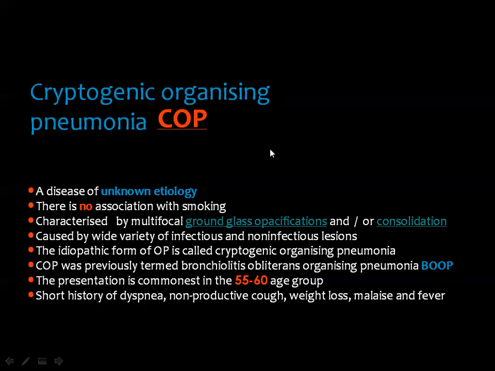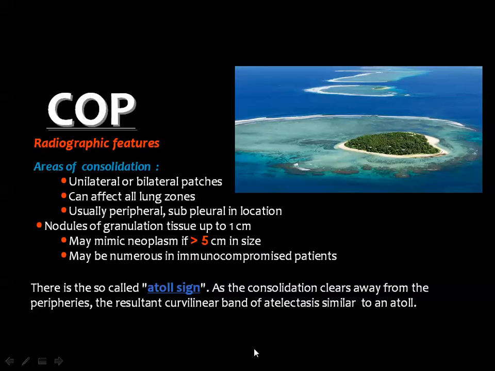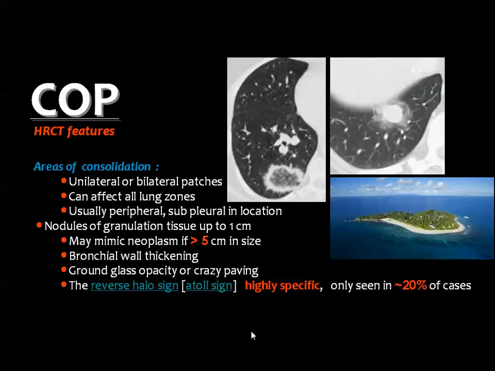This disease is known as organizing pneumonia if it is without any known cause, it is called cryptogenic organizing pneumonia. The presentation is by dyspnea, non-productive cough, weight loss, malaise, and fever. The appearance of cryptogenic organizing pneumonia is usually referred to as this very particular appearance, which is known as the atoll sign. And I will show you what I mean by this atoll sign.